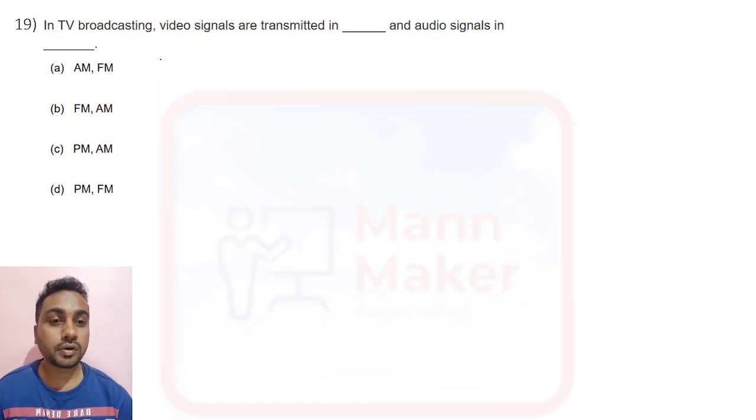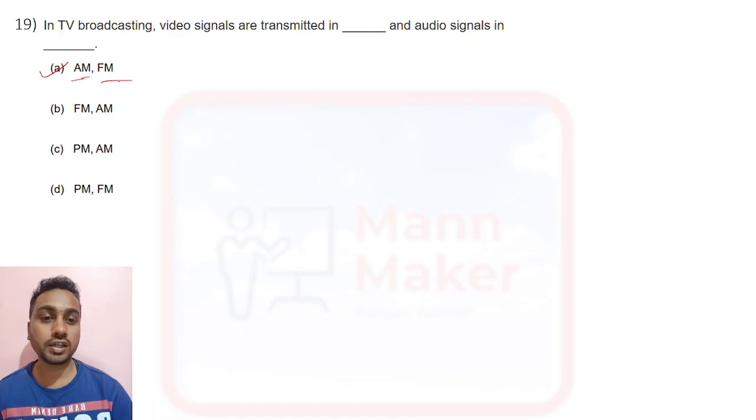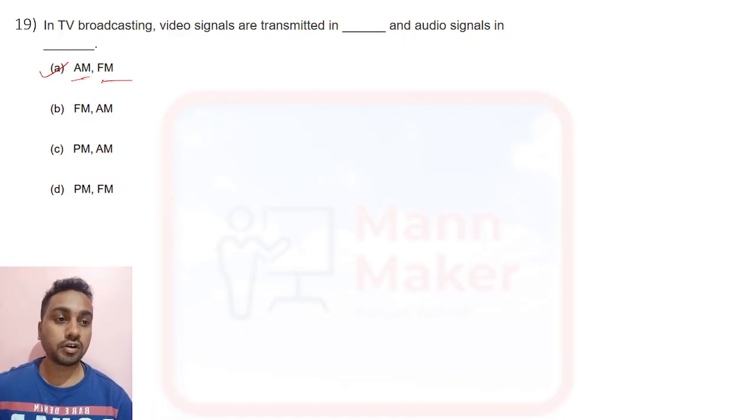In TV broadcasting, video signals are transmitted in dash and audio signals are transmitted in dash. For video signal we are using AM, and for audio signal we are using FM. Option A is the right answer. Amplitude modulation is used for the video signal, and for the audio signal we are using frequency modulation.